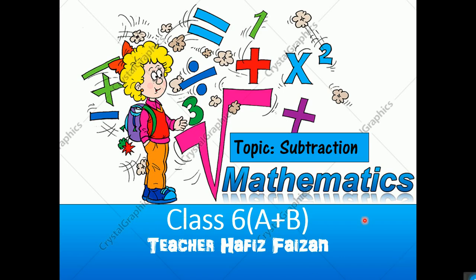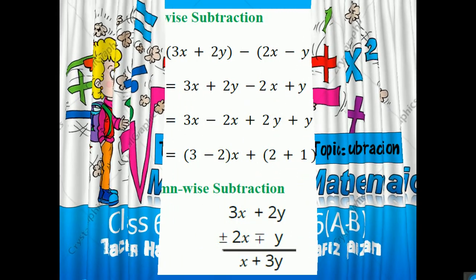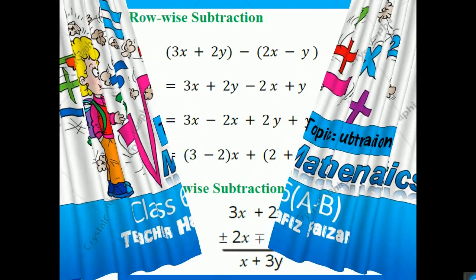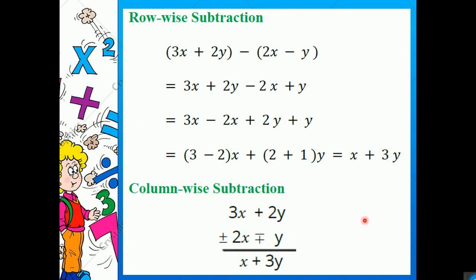So what is subtraction? Subtraction is an opposite operation of the addition. There are two ways for subtracting one algebraic expression from another algebraic expression. First one is row wise subtraction and second one is column wise subtraction.